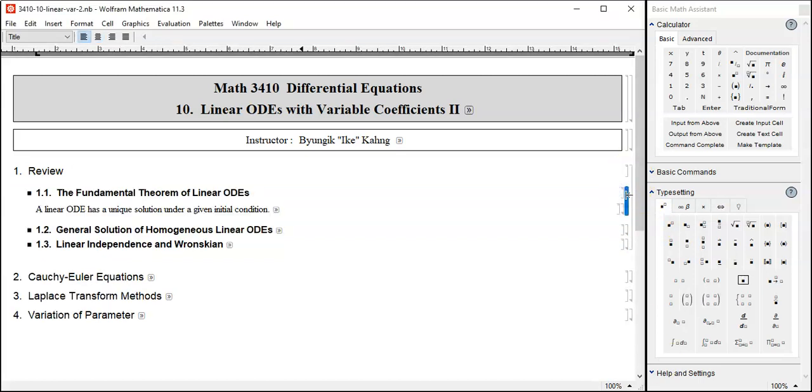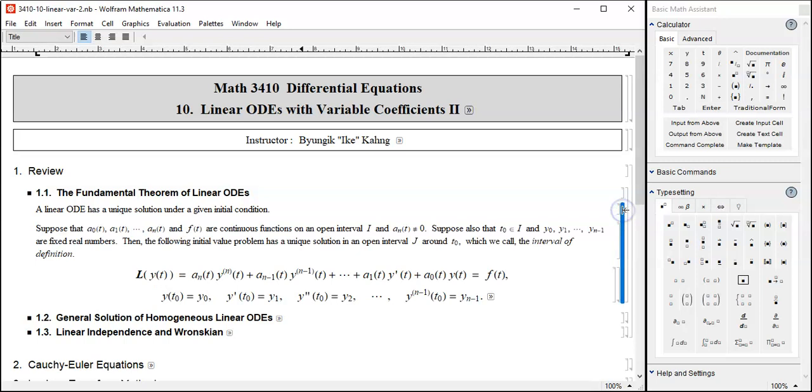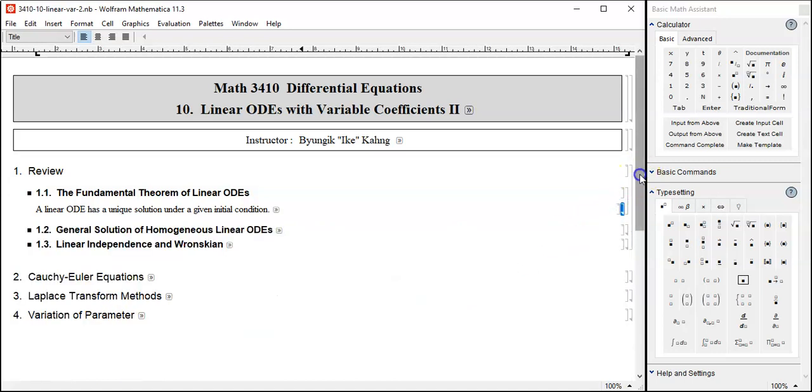This is the starting point of everything, the fundamental theorem. A linear ODE has a unique solution under a given initial condition. More precisely speaking, we'll have to consider the intervals of definitions, and the interval of definition must contain the starting point t0 and so on and so forth. But in any case, the real key is the existence and the uniqueness under the IC.